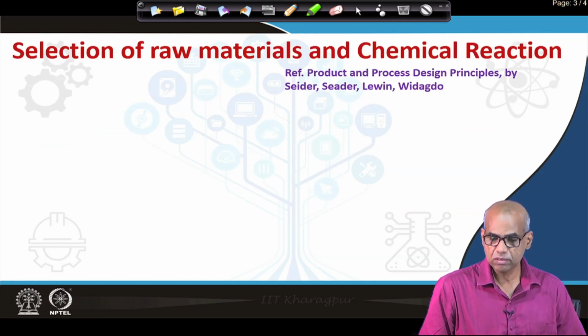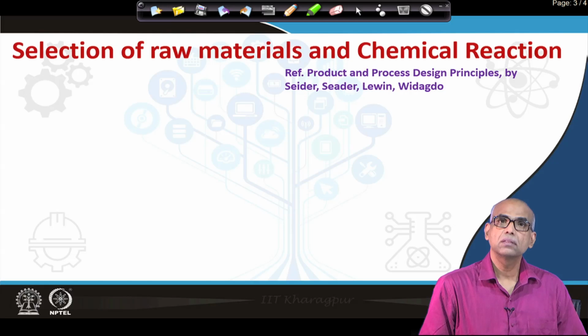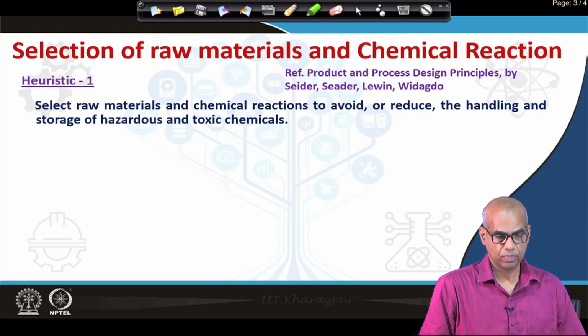This set of heuristics is taken from the book Product and Process Design Principles by Seider, Lewin and Widagdo. There are several heuristics or rules of thumb in this book. We will present not all the rules, but a set of rules which we think are more important at this point of time. And we are using the same numbers, those rules are numbered 1, 2, 3 etc., as given in this book. Let us start with heuristic 1.